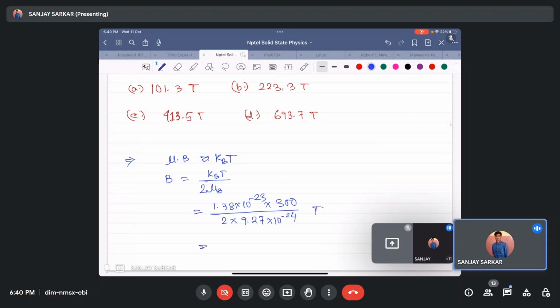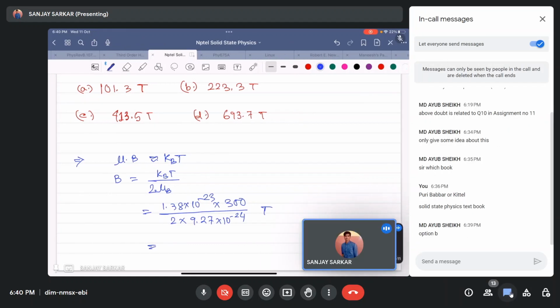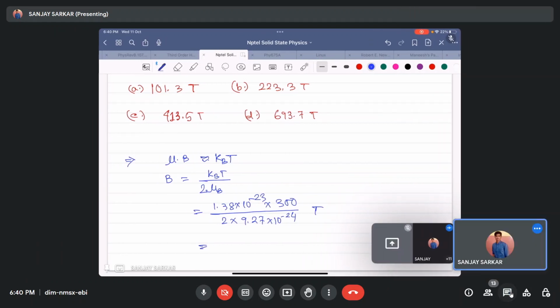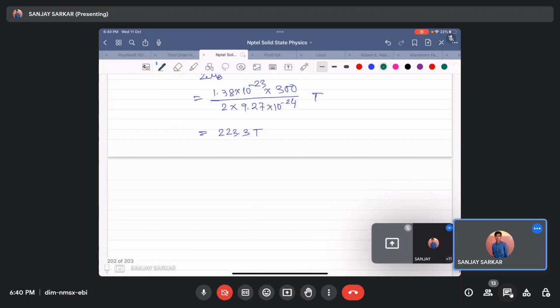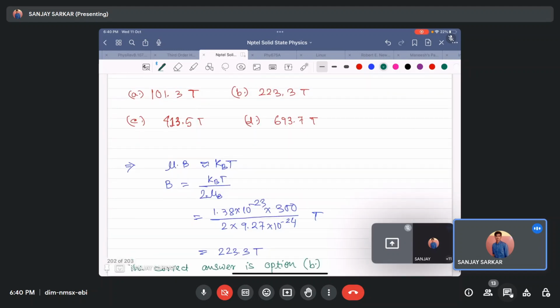So what is the value of this? 1.3 into... Please calculate. Yes, option B is correct. So that is 223.3 Tesla. Option B.